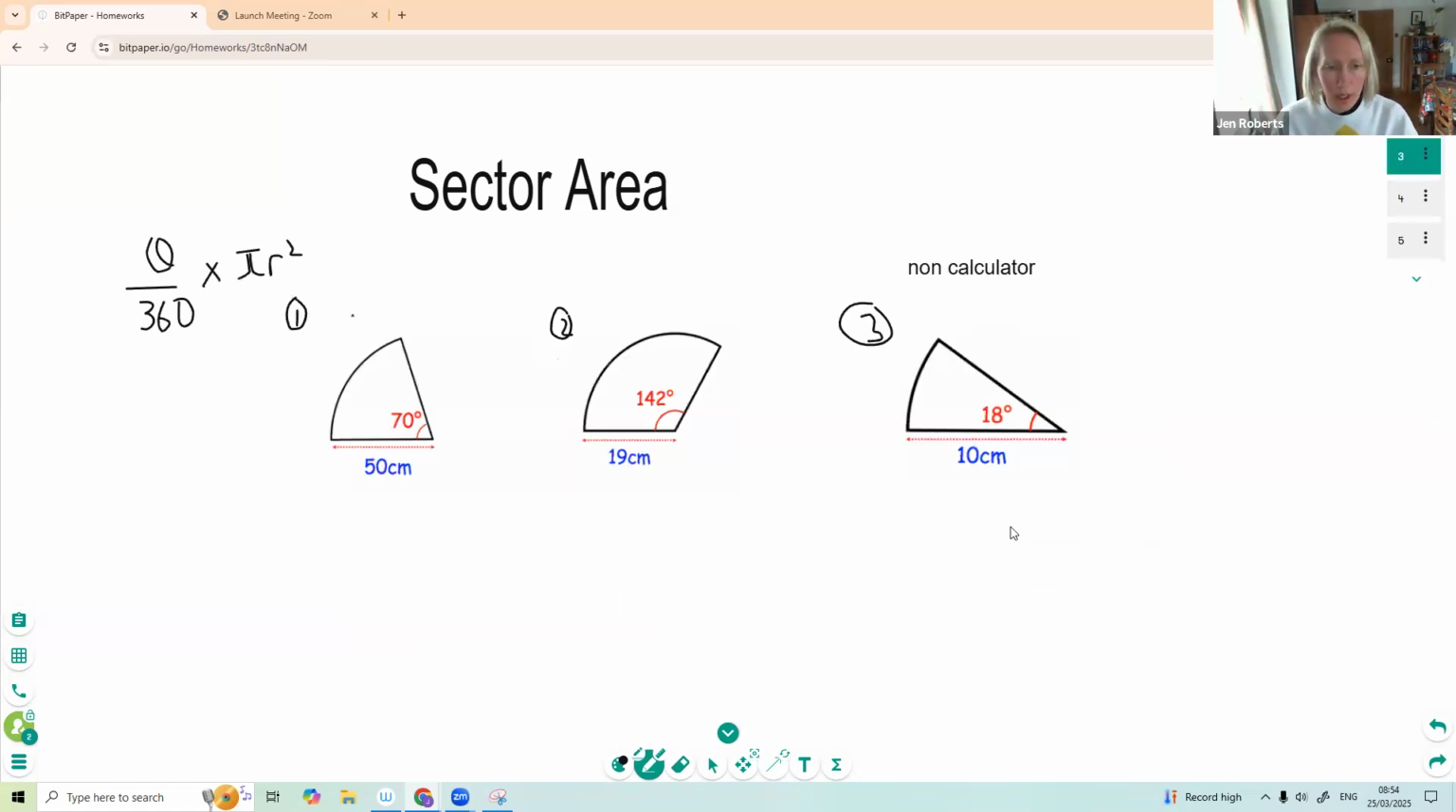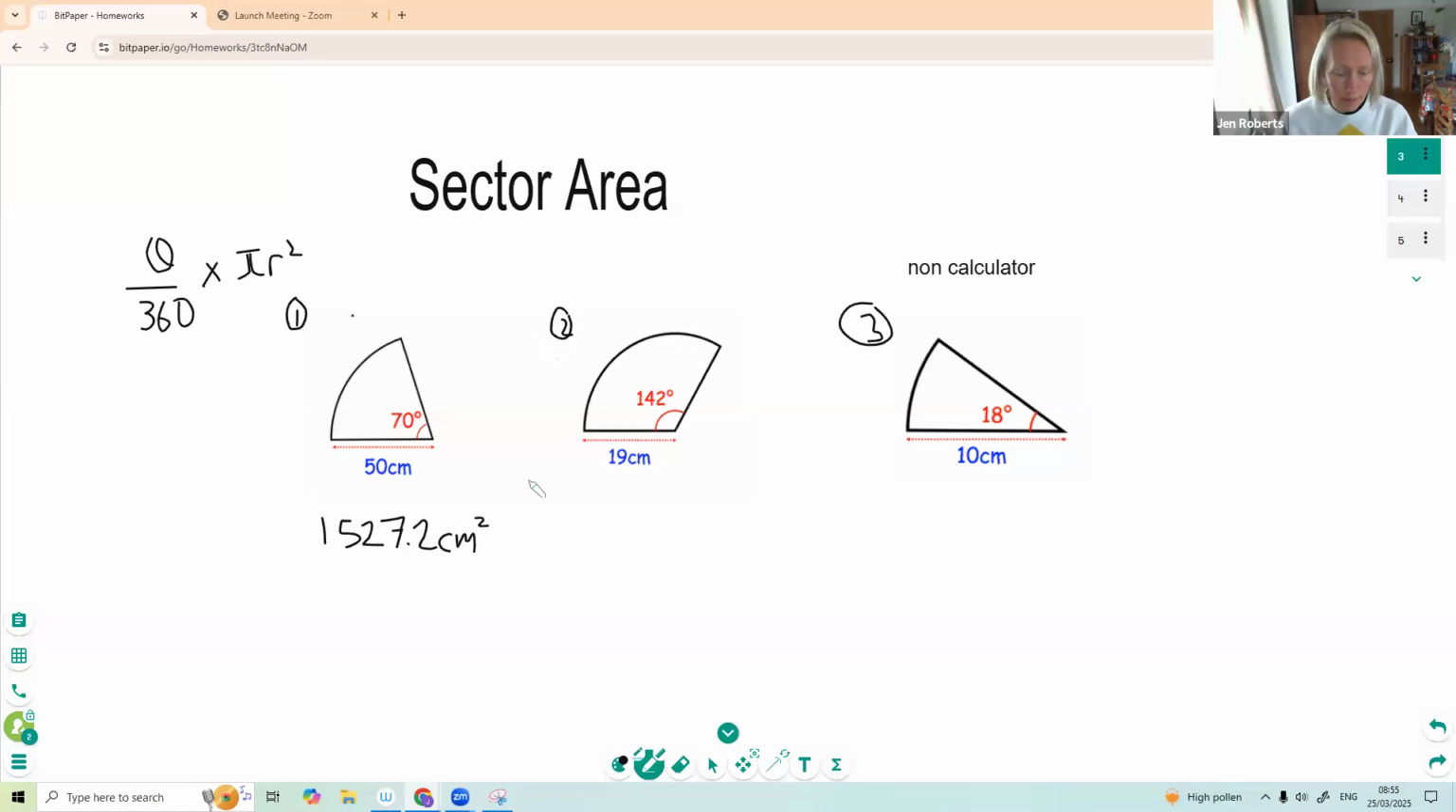Here are 3 questions. Put me on pause. When you're done, unpause. Okay, how did you get on? I'm going to demonstrate these answers now. For the first 2, the calculator ones, I'm going to put my values straight into the calculator. So 70 over 360 times pi times 50 squared gives you an answer of 1,527.2 centimetres squared as the area.